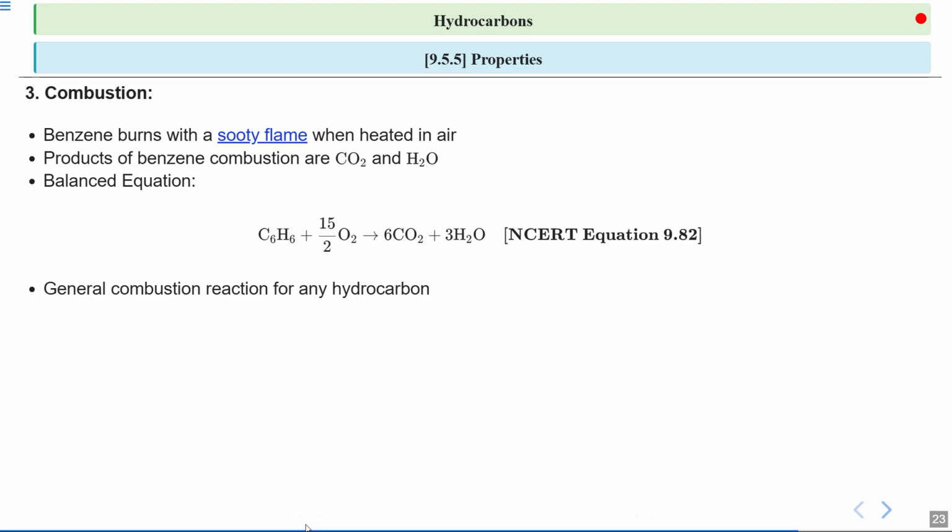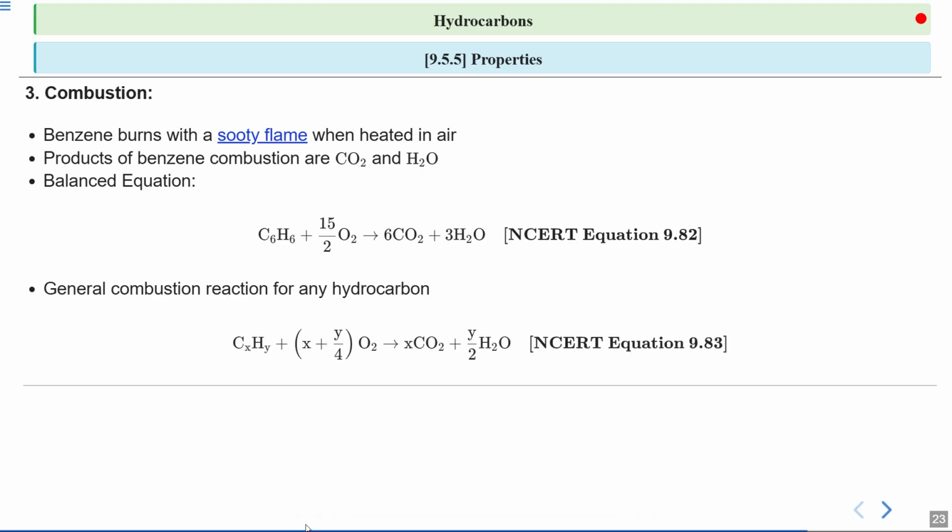Now, the general combustion equation for any hydrocarbon, applicable to alkane, alkene, alkyne or any aromatic hydrocarbon, is CxHy, where x and y are the coefficients for carbon and hydrogen. They react with x plus y by 4 moles of oxygen to form x moles of carbon dioxide and y by 2 moles of water.